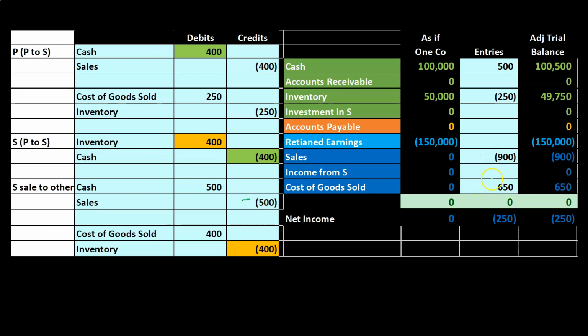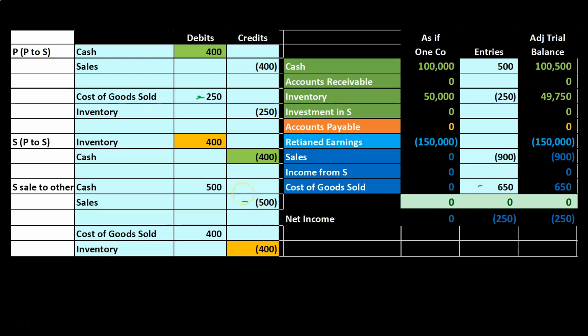And the cost of goods sold is going to be overstated. So this is overstated, and the cost of goods sold is overstated because we had the 250 here, and then we had the 400 for the 650. What do we want the cost of goods sold to be? We want the cost of goods sold to be this 250. So we need to basically bring the cost of goods sold to the 250 from the 650, and we need to bring the sale to the proper amount, which is going to be the 500.